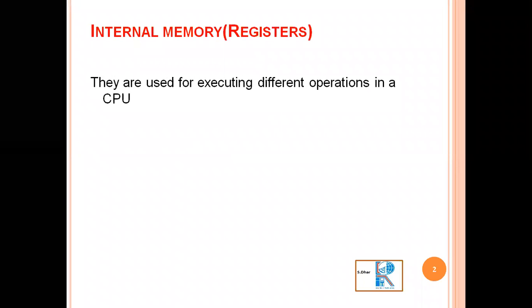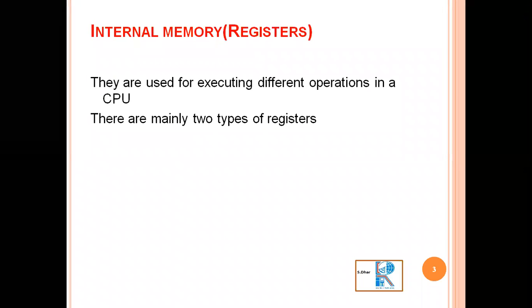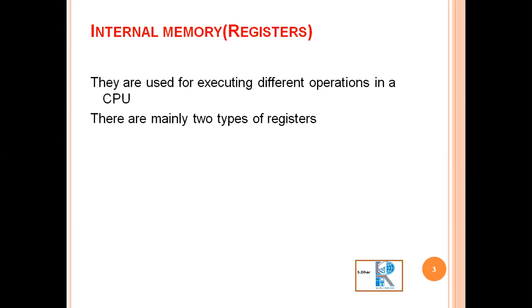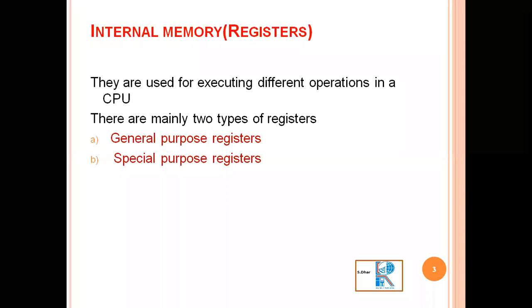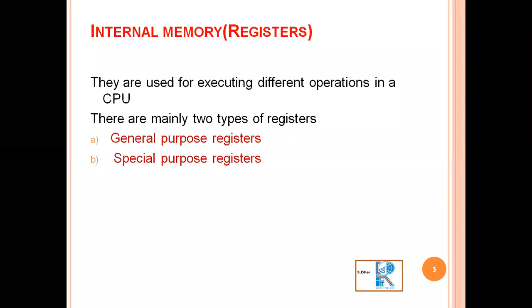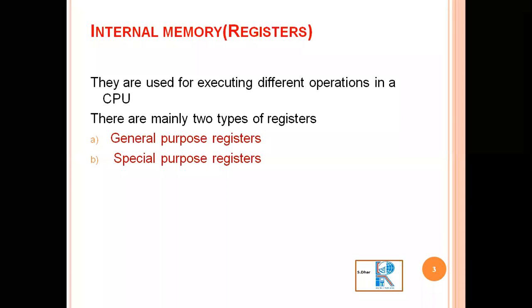Now, what is internal memory? Though you already know about it, still I am just repeating the things. Internal memory is used for executing different operations in a CPU. Remember that internal memory or register is within the CPU, and the distance of this memory is nearest from the CPU. Clear? Now mainly there are two types of registers. One is general purpose registers and another is the special purpose register.